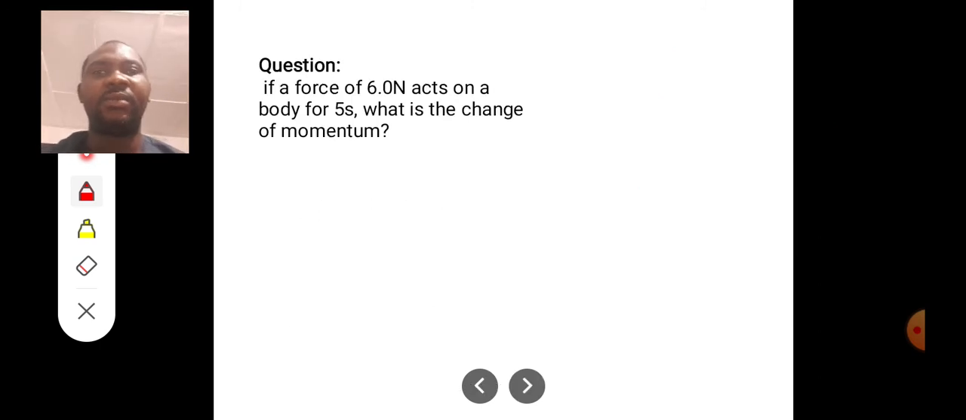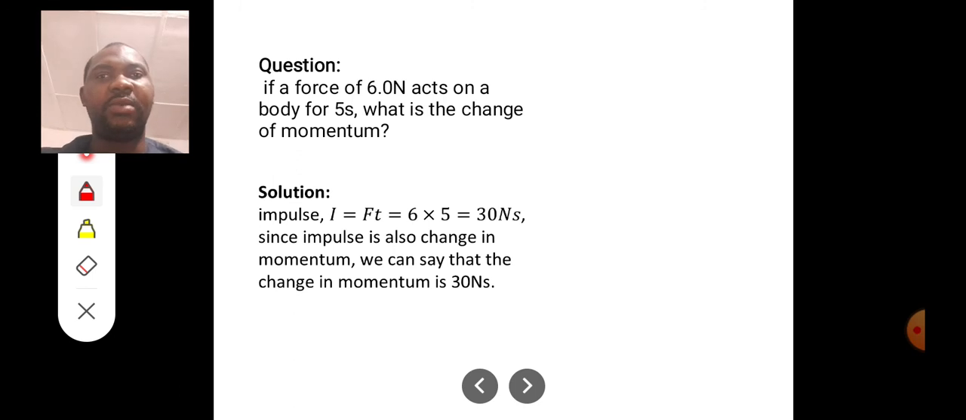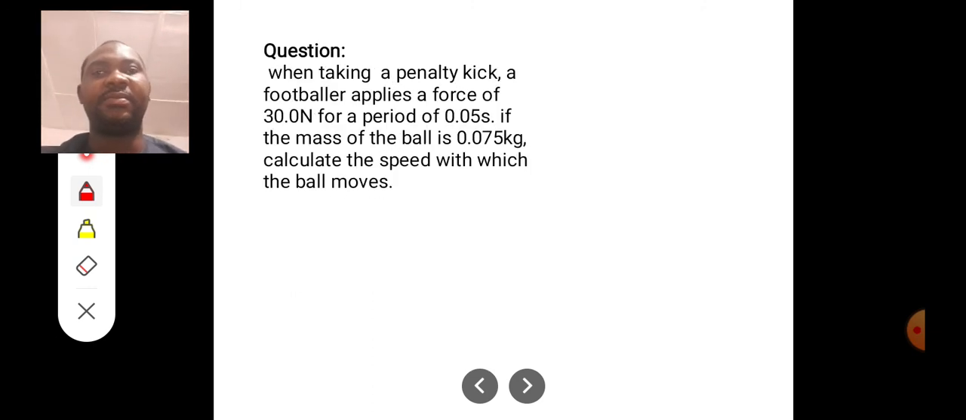Okay, so let's see questions here. It says if a force of 6 newtons acts on a body for 5 seconds, what is the change in momentum? We are given force, we are given time. Solution: impulse is force times time. We know that. So force is 6 times 5, that gives us 30 newton seconds. Since impulse is also change in momentum, we can say that the change in momentum is 30 newton seconds, because impulse and change in momentum mean the same thing.